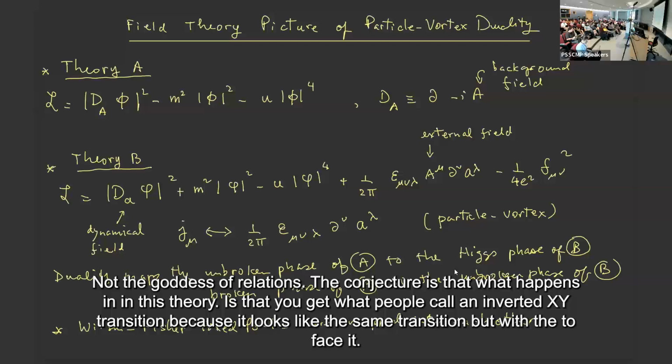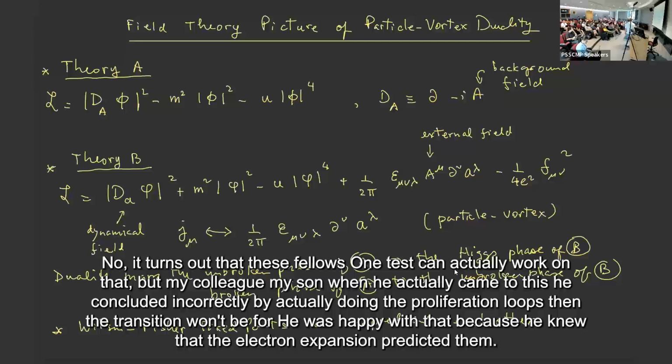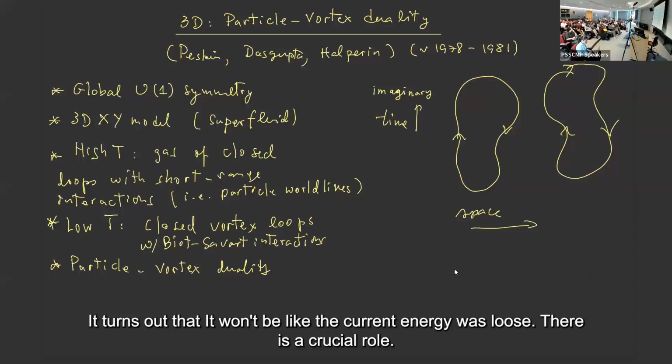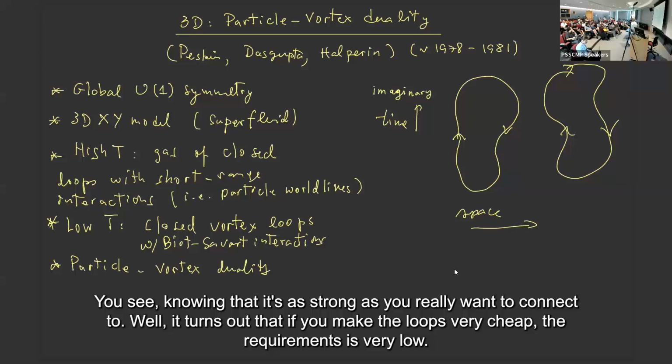Now, Peskin didn't actually work on that, but my colleague Mike Stone, when he came to this, concluded incorrectly that by doing the proliferation of loops, the transition would be first order. And he was happy with that because he knew that the epsilon expansion predicted that. It turns out that a quantity like the core energy of the loops plays a crucial role here. It's a strongly relevant operator.